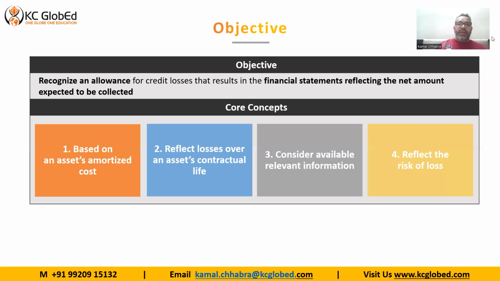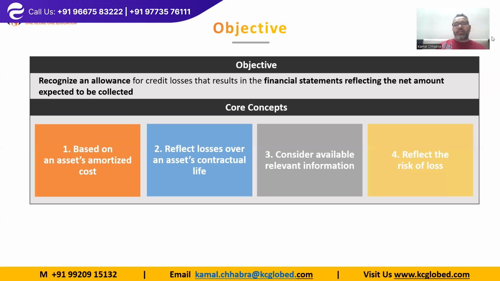Second is reflect the losses over an asset's contractual life. So if you have incurred certain financial losses or expected credit losses, those losses need to be recognized over the contractual life of the assets, and at each period of the financial statement closing, you need to reassess certain losses. That we'll be discussing in detail.